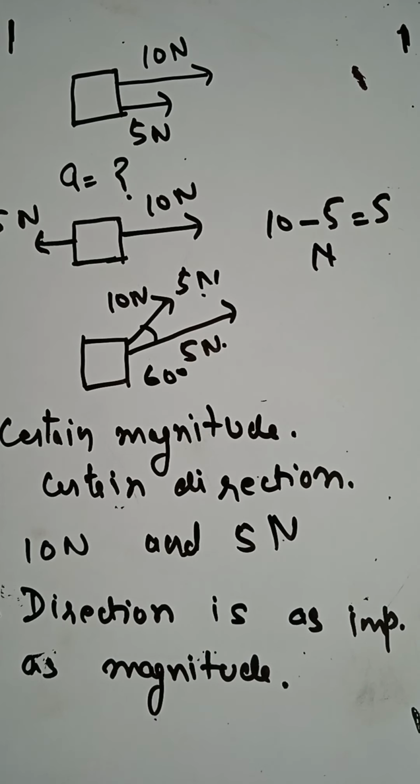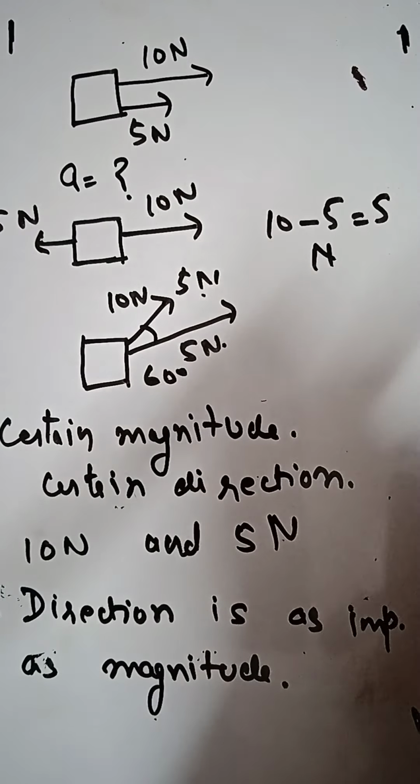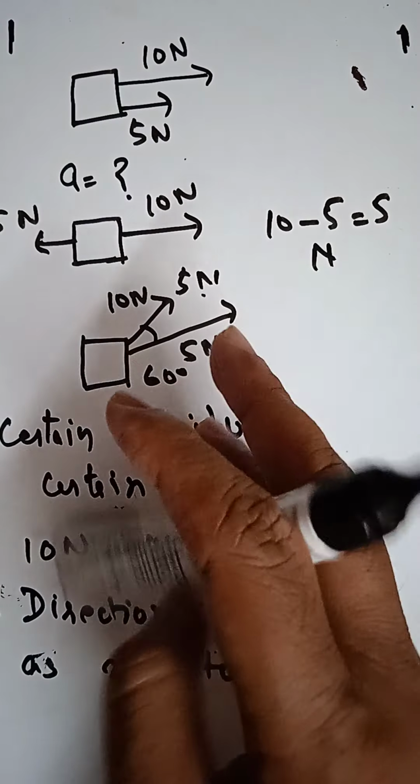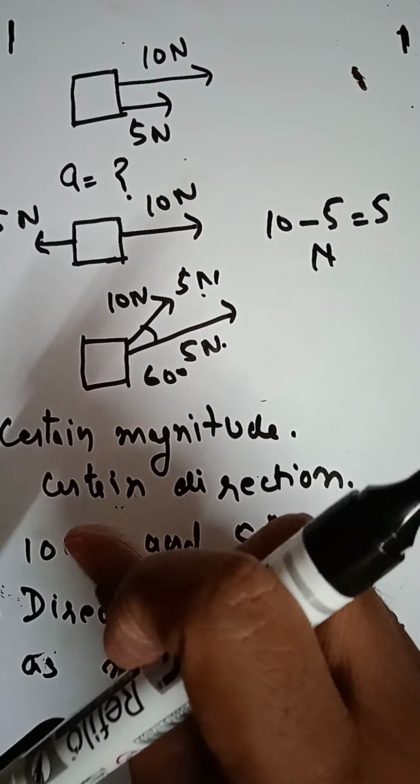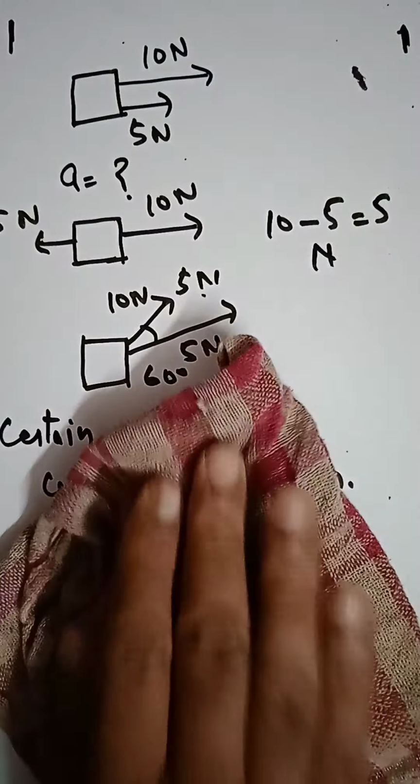Got it? So now we have to understand both magnitude and direction in order to understand the impact of certain quantities, right? So here we can say that both direction and magnitude are important for us.